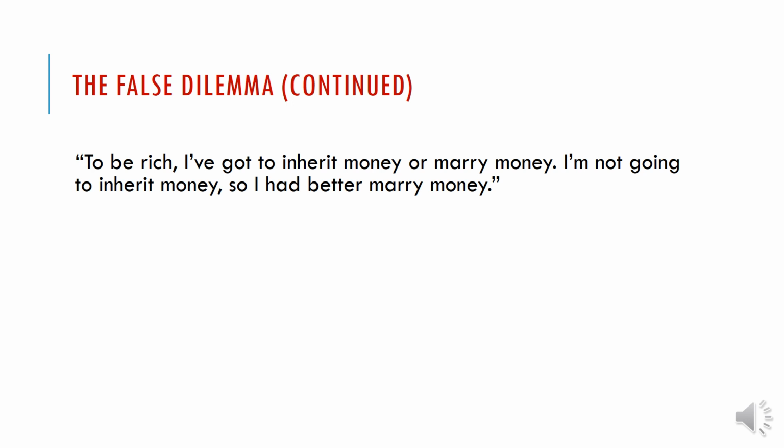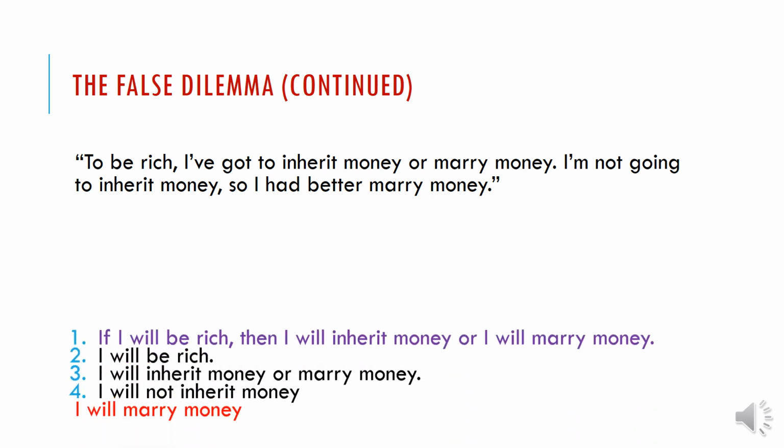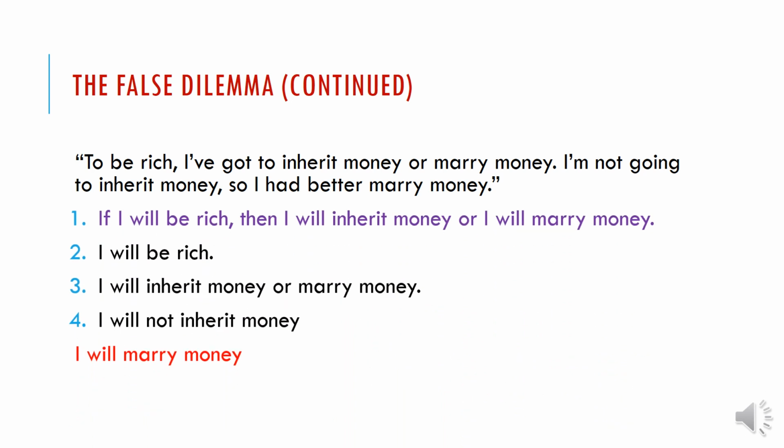Same thing goes here. To be rich, I've got to inherit money or marry money. I'm not going to inherit money, so I'd better marry money. When we turn this argument into standard form, we see it written like this. Now, the first premise, if I will be rich, then I will inherit money or I will marry money, is exhaustive of these two options, but is not necessarily indicative of reality.